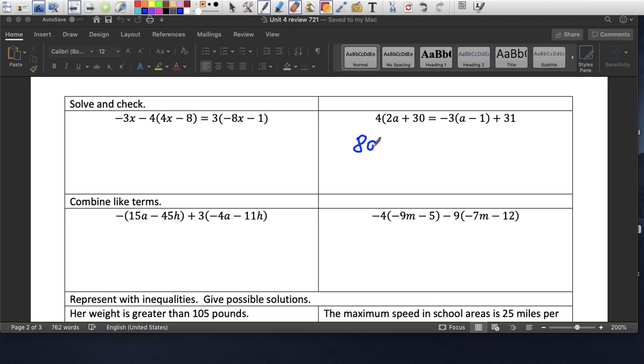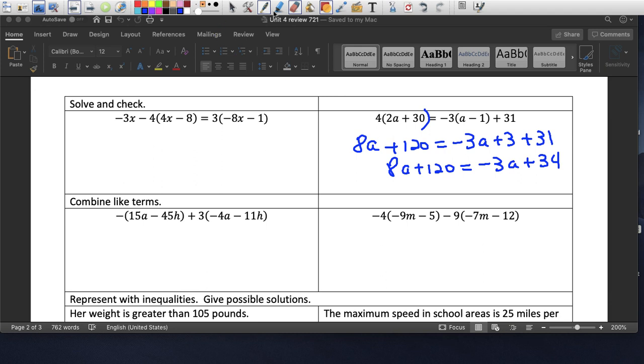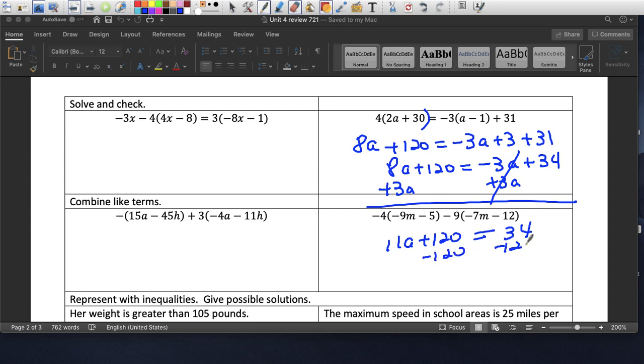8a, the parentheses in here. 8a plus 120 equals negative 3a plus 3 plus 31. Combine like terms, nothing here, but on this side I can combine negative 3a plus, and 3 plus 31 is 34. Let's get rid of the negative 3a there, that's kind of bothering me. I'm going to get plus 3a and plus 3a. If I do that, these go away. 8a plus 3a is 11a plus 120, and that's 34. Minus 120, minus 120. And 11a equals, and 34 minus 120, how can I do that? 120 minus 34 equals 86.